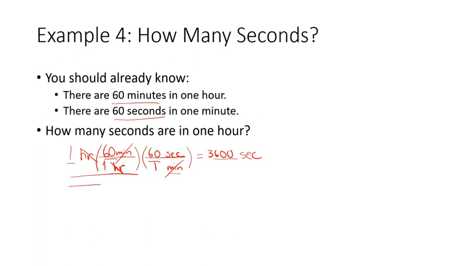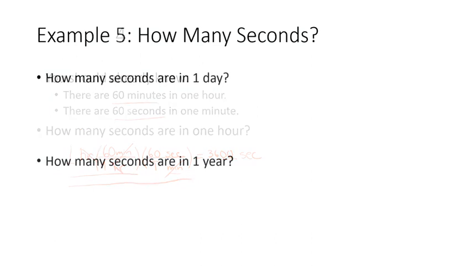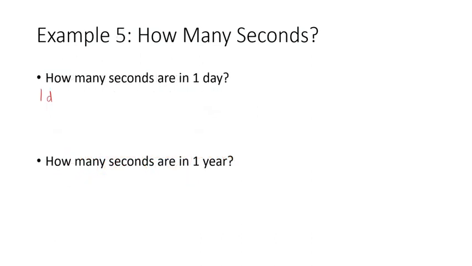This process of converting units is how we're going to solve all of the problems for the rest of this section. We're just going to use different conversion factors. So how many seconds are in 1 day? Well, we know in 1 day, let's first convert to hours. There are 24 hours in 1 day.